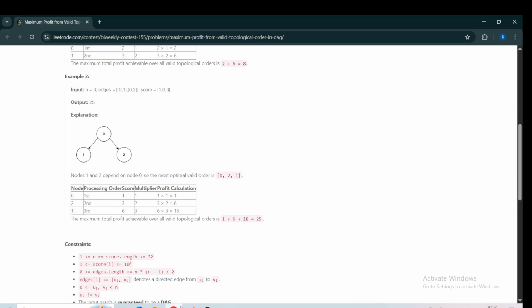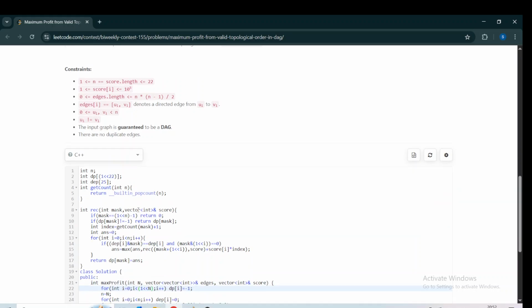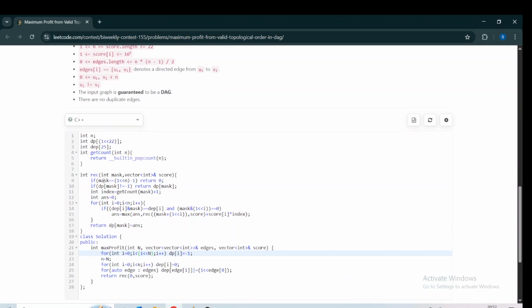So let's jump into the code. We'll understand it better. Overall time complexity is 2 to the power n into n. So what I have done, this is the recursion function. I have checked if the mask is 2 to the power n minus 1. That means all the nodes are visited, so we will return 0. If it is memoization, if the current mask state is visited, we will return DP of mask.